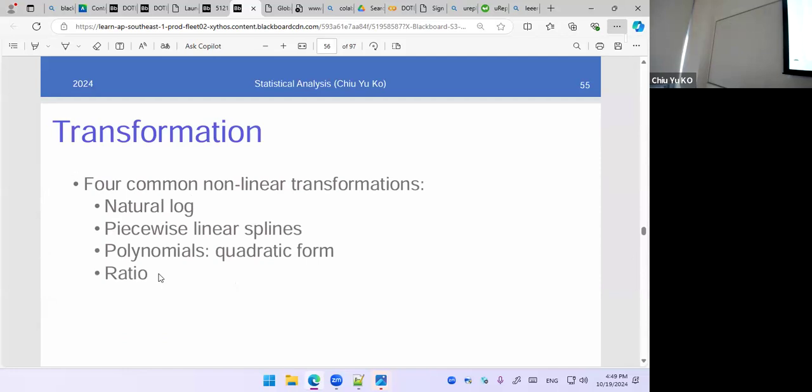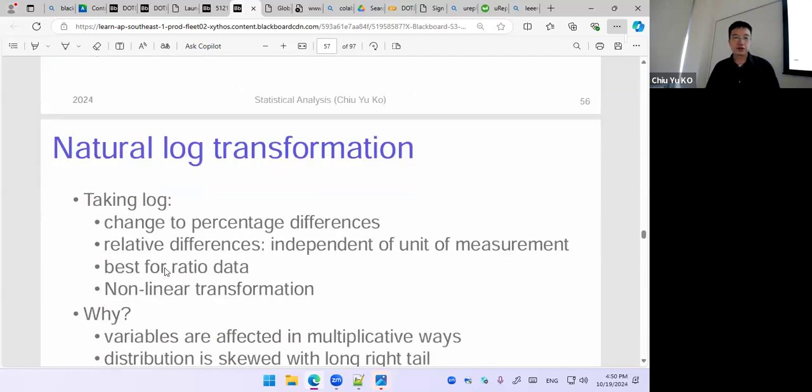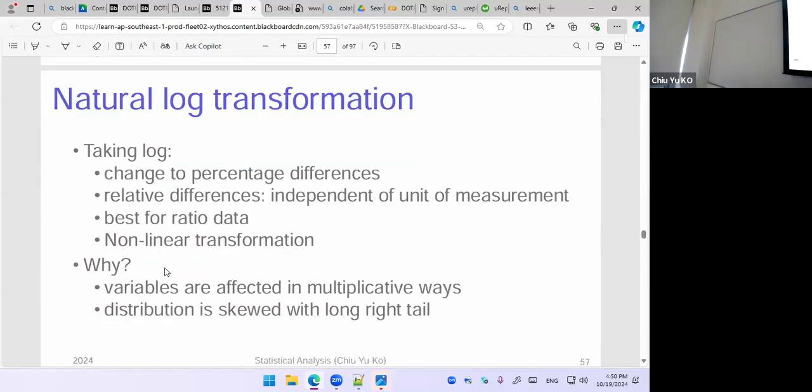As you can see, there are four different ways. In our class, we focus on the first three. The last one is very simple: you just divide the data, and it becomes a ratio. But we will do the first three. The first one, log, is very common. Why? If you remember why you take log in high school, why do you take log? Anyone recall? No one. Fine.